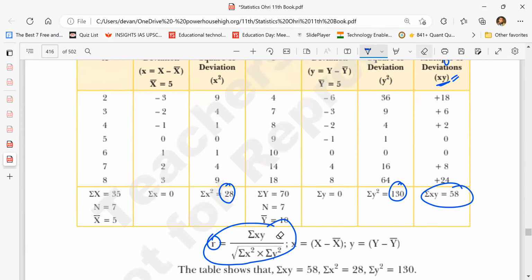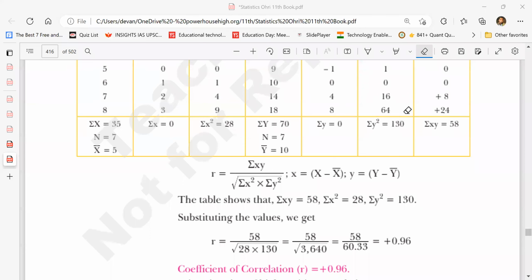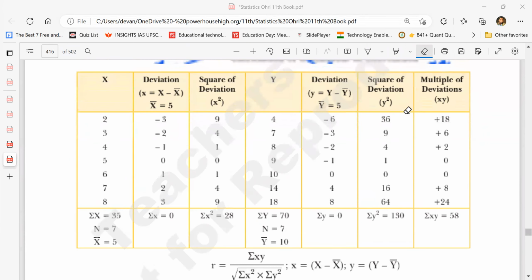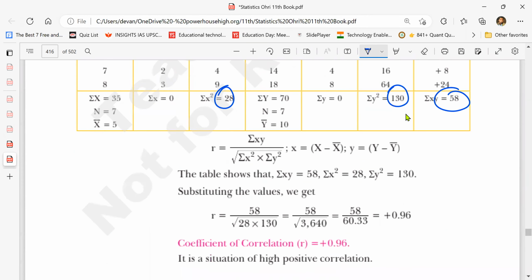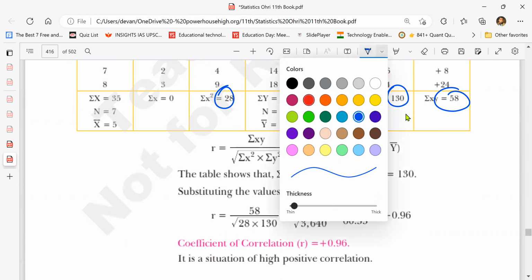Complete the small xy column and do all the three things. So just now you have calculated the total of the three columns, right? First you calculated the total of the small xy column. You got 58, I hope. Then earlier you had calculated the x square column and the y square column, and right now you just calculated the total. Now in the formula you need these three values only.